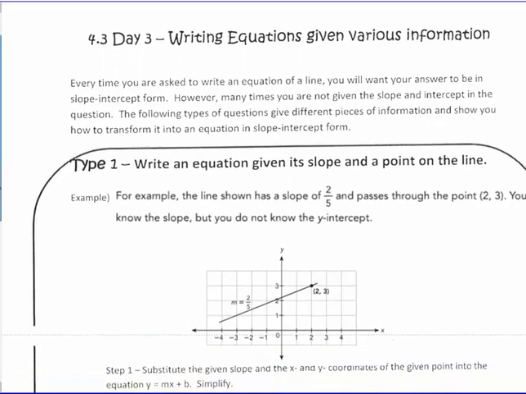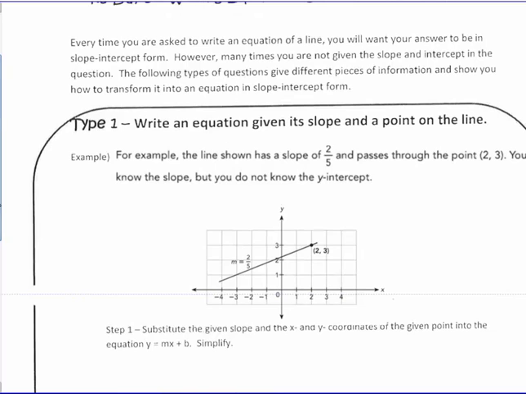So in the beginning here it says, every time you are asked to write an equation of a line, you will want your answer to be in slope-intercept form. However, many times you are not given the slope and the intercept in the question. The following types of questions give different pieces of information, 3 different ones, and show you how to transform it into an equation in slope-intercept form, y equals mx plus b, or what's called function form.